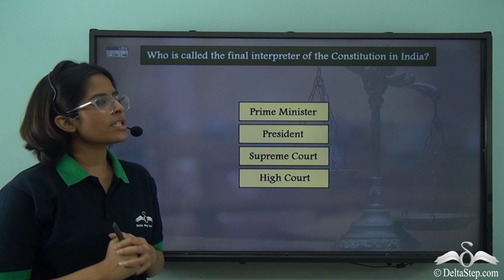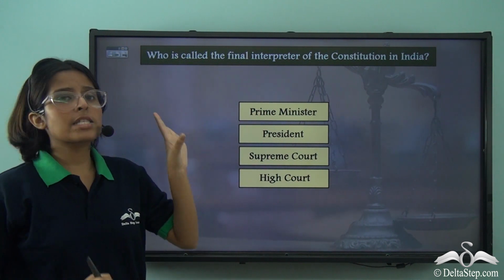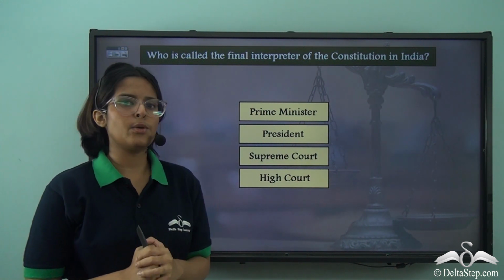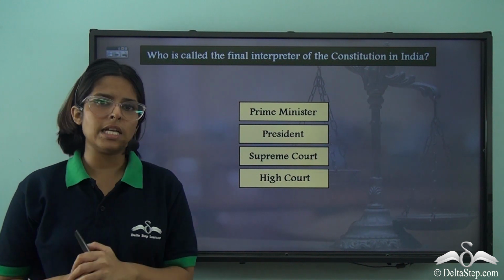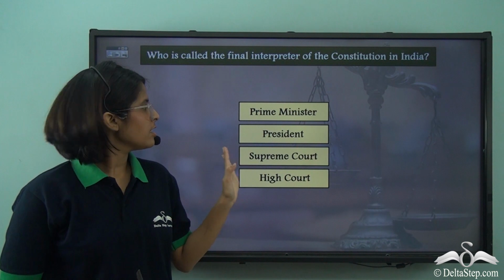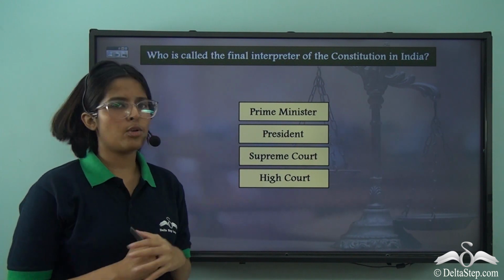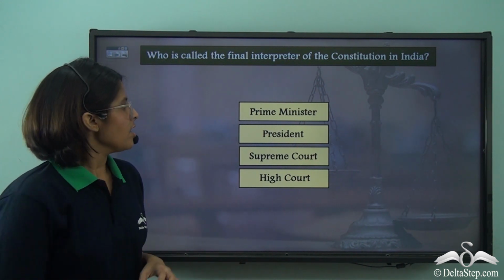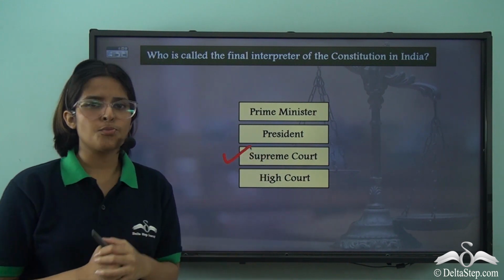Now, can you answer this question? Who is called the final interpreter of the Constitution in India? Is it the Prime Minister, the President, the Supreme Court, or the High Court? Yes, the correct answer is the Supreme Court.